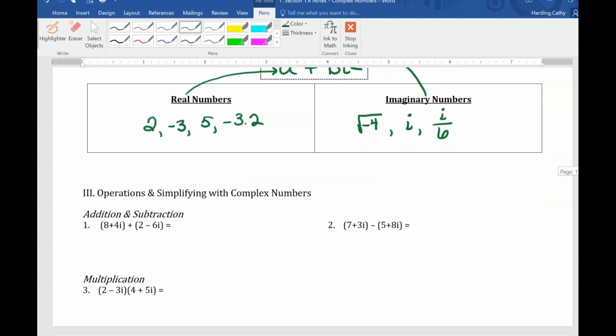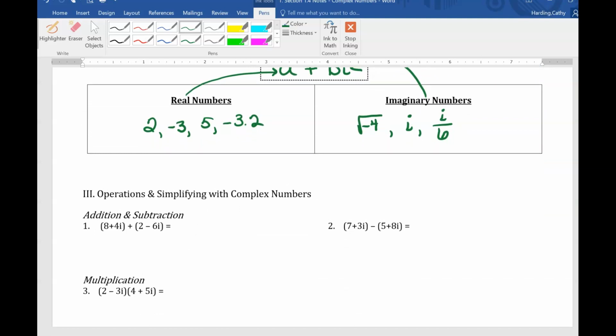You can only add, subtract real numbers from each other and imaginary numbers from each other. So in this first example, I can add the real portions. So 8 plus 2 is 10. And I can add the imaginary portions, which would be minus 2i. Same thing with subtraction here. You just want to be sure that you're subtracting all parts of that second complex number. So then this is 2 minus 5i.